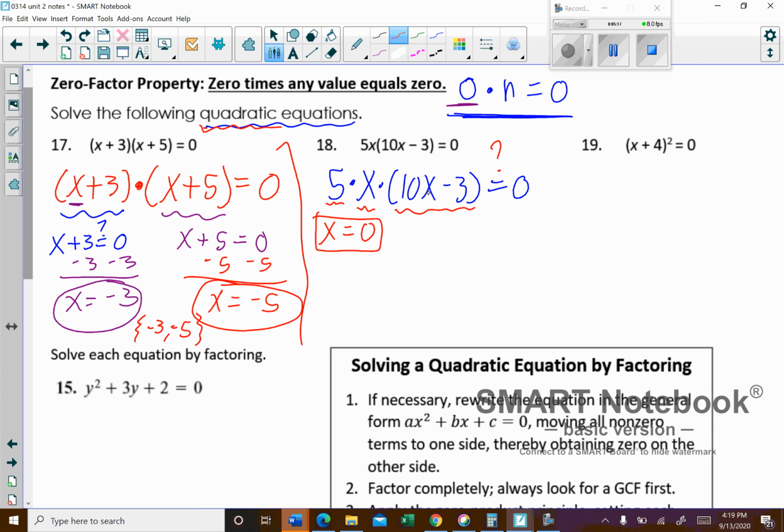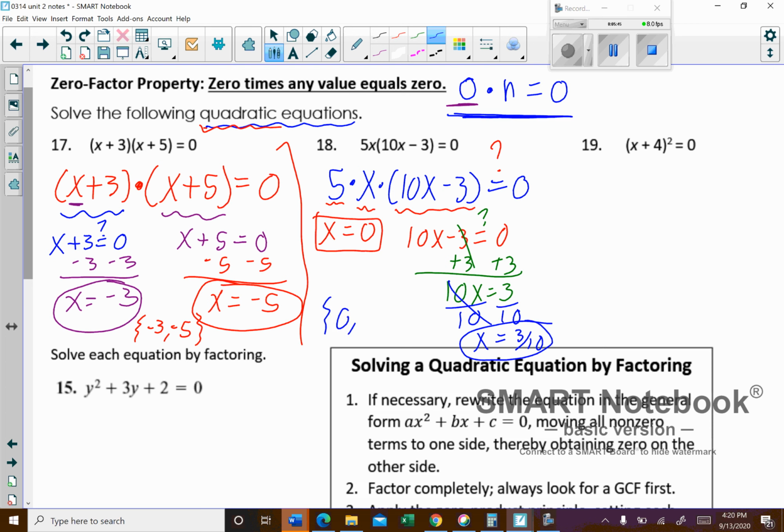And now I've got to look at this factor right here, 10x minus 3. I wonder what would make that equal 0. And so let's see, this is going to be 2 steps here. I've got to add 3 to start. So let's see, I end up with 10x equals 3. And then we'll divide by 10. And so we get x equals 3 over 10. That's my other solution. So that's my solution set, 0 and 3 over 10.